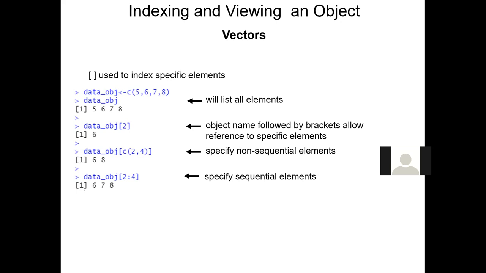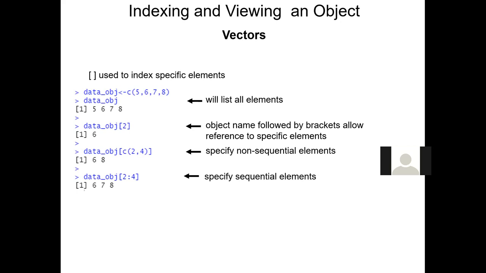So I would use the brackets and put that position number 2 in there, or element 2. And when you hit that, you see only that number 6 is printed. You can also view elements in non-sequential ways.